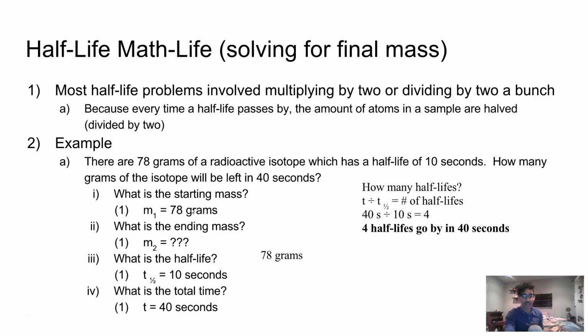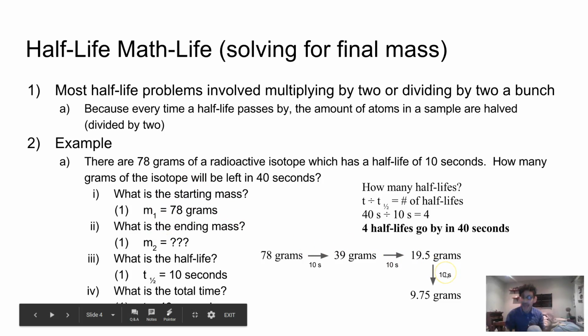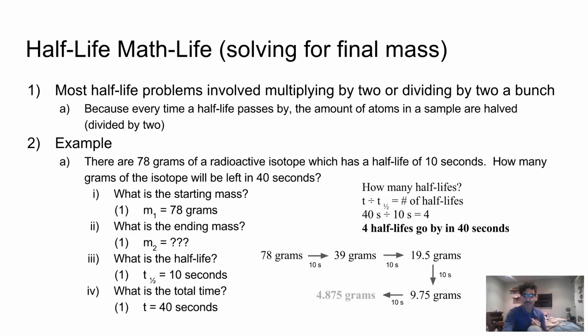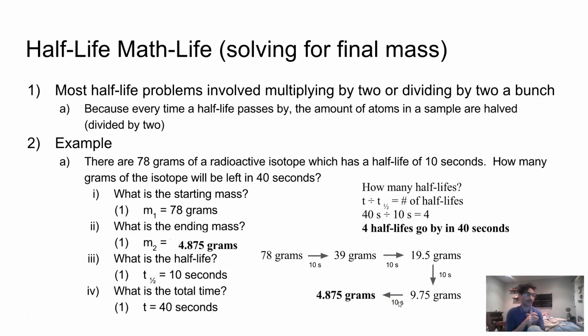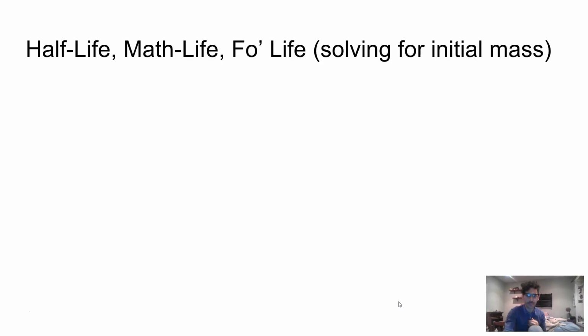So we'll start with my 78. 1 half-life, or 10 seconds, goes by, and now I've got 39 grams. Another 10 seconds goes by, and now I'll have 19.5 grams. Another 10 seconds goes by, leaving 9.75 grams. Is that enough? Well, let's see. That's 1, 2, 3 half-lives. I've cut it in half 3 times. I've got to do it 1 more, and that'll bring me to 4.875 grams, my ending mass. We can see this was 10 seconds, 20 seconds, 30 seconds, 40 seconds total when I add up all of the time. Sweet. Let's look at another problem.